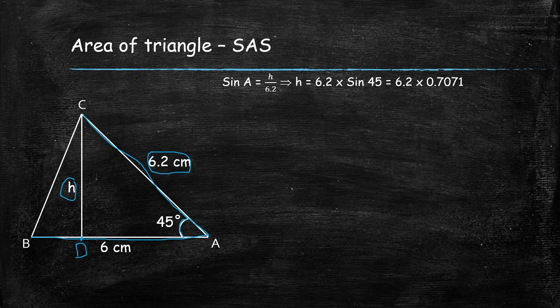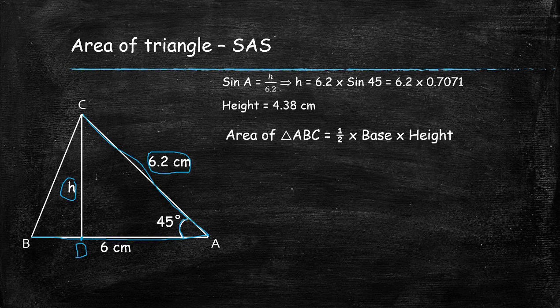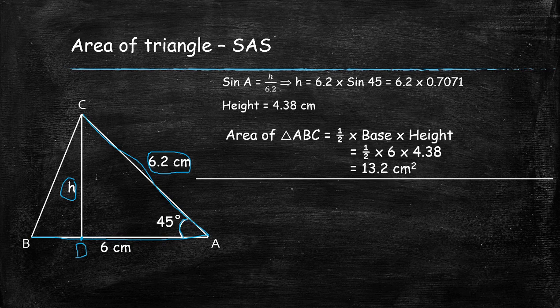So h by 6.2 centimeter is sine A. If we transpose 6.2 centimeter to the other side, we get h as 6.2 into sine 45. Sine 45 is 0.7071, so the height is 4.38 centimeter. The area of a triangle is half into base into height, and since we know the height, we can find the area using this formula as half into 6 into 4.38, equal to 13.2 centimeter square.